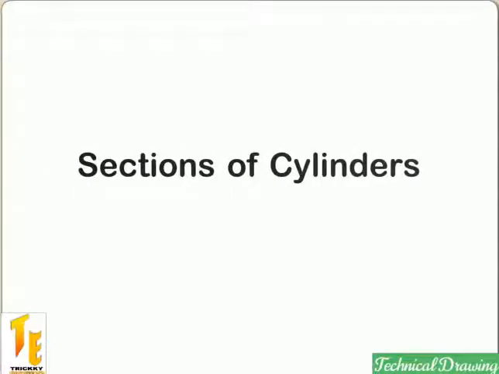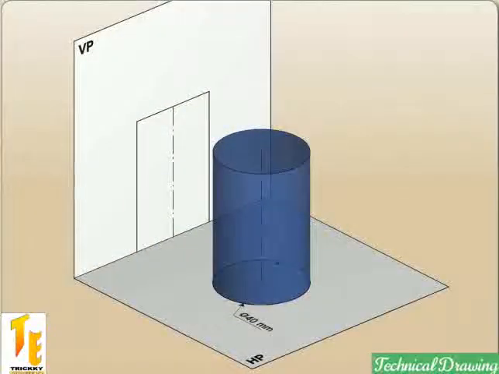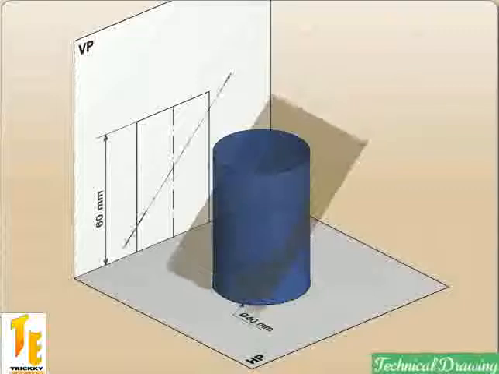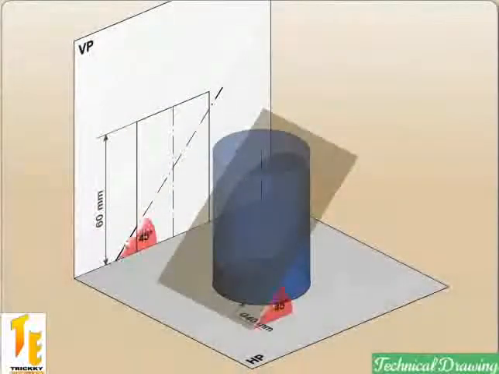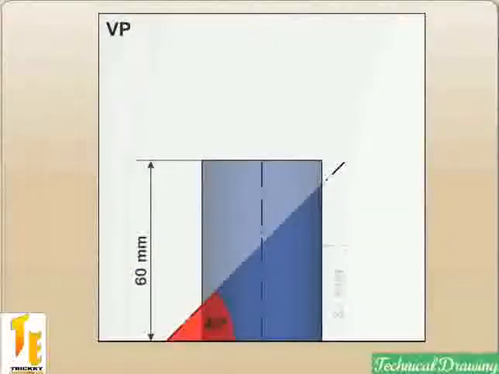Sections of cylinders. Section plane inclined to the base. A cylinder of 40 mm diameter, 60 mm height and having its axis vertical is cut by a section plane perpendicular to the VP, inclined at 45 degrees to the HP and intersecting the axis 32 mm above the base.